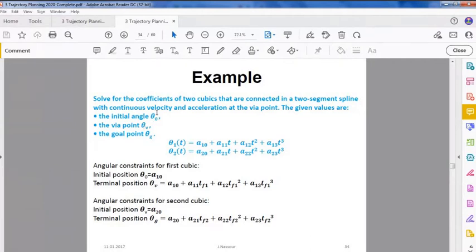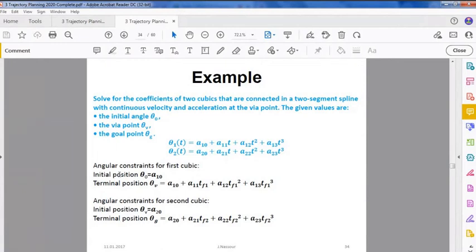So you just calculate twice. We write it like this because the above equation, the first equation, is between 0 to via point. This is 0 to via point. One equation, and equation 2, we put 2, 0, 2, 1, 2, 2, 2, 3. This is from via point to final. Angular constraint of first cubic.